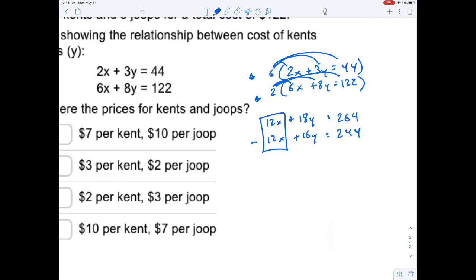So I'm going to go ahead and subtract because that'll give me the opportunity to get rid of them or eliminate them. So 12x take away 12x is 0x. 18y minus 16y is 2y, equal sign. 264 minus 244 is 20. And as before, I'll clean this up. I'll even take out the plus because we don't need a positive. The numbers are positive by default. And y is 10.